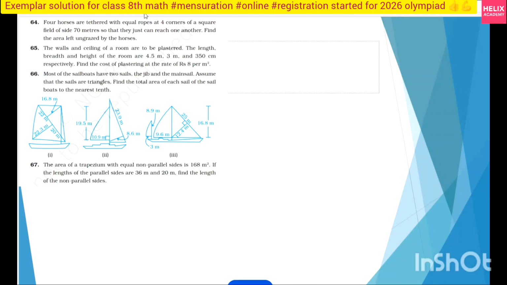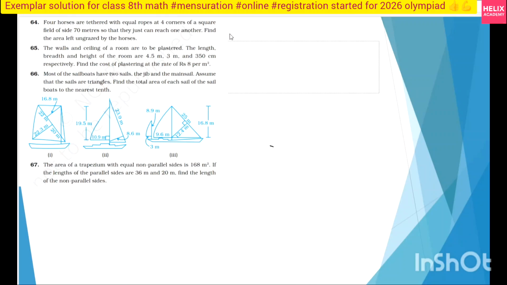and ceilings of a room are plastered. They are already plastered. The length, breadth and height of the room are given already. Find the costing at 8 per meter. So, from where should I start? We have the dimensions of the room, right? When we have the dimensions, then we can easily find out the area. And area will be what? Walls plus ceiling, right? Area will be walls plus ceiling.